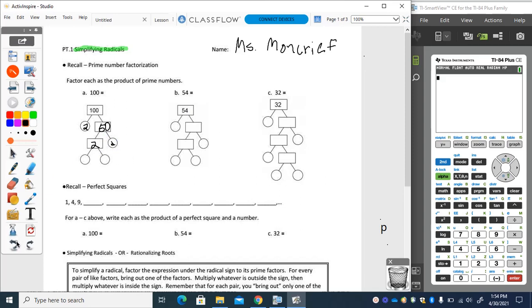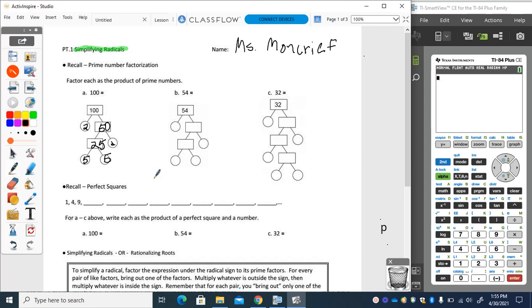2 and then 25. All right, but is 25 prime? Nope. We divide it by a 5 and a 5. You do have to write both 5s down. So that would be the prime factorization of 100.